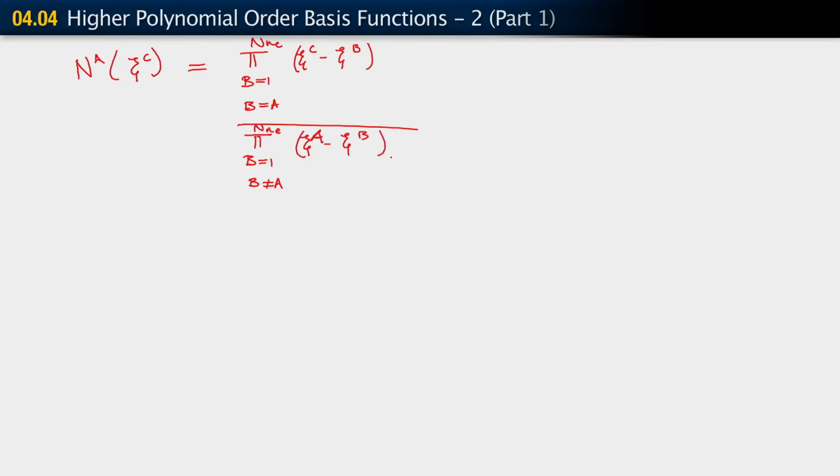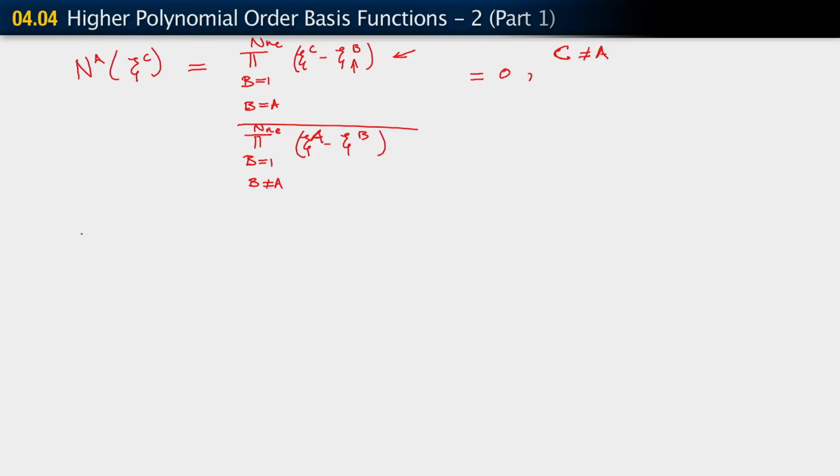And now you see what happens. In the numerator, the product runs over B equals 1 to NNE, but B not equal to A. However, for C not equal to A, what we observe is that one of these terms does take on the value xi_C itself, xi_B is equal to xi_C. And that's what sets this expression to 0. So we get 0 when C is not equal to A. All right, so the Kronecker delta property does indeed check out.